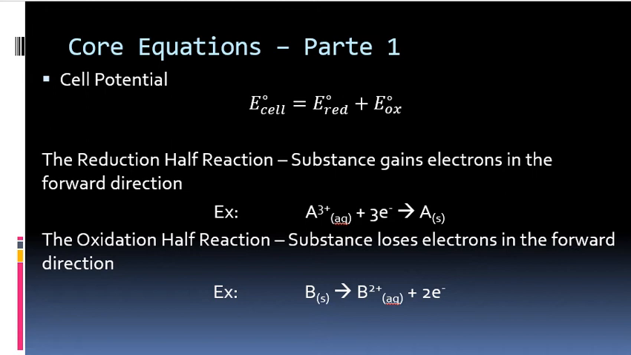Now, the reduction half reaction, that is essentially the half reaction where one component in your cell takes on or gains electrons, and that means it gains more negative charge or becomes less positive. And well, the oxidation half reaction is the exact opposite. That would be the component that during the reaction loses electrons or gives them away, thus becoming either more positive or less negative, however you want to look at it.